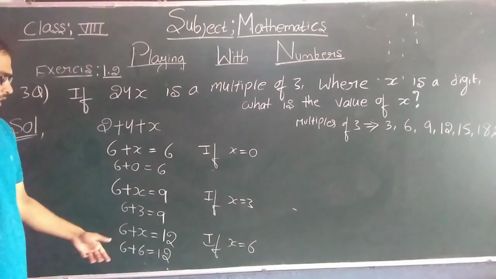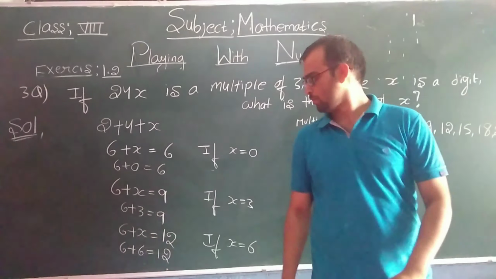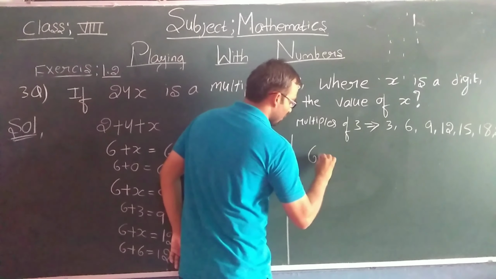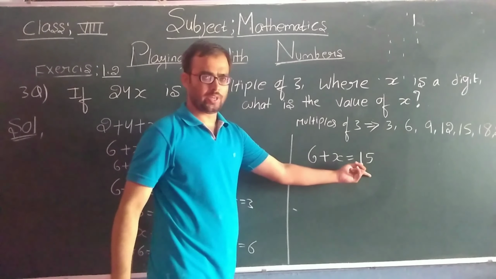Now, let's see just another multiple. Here, 15 is there. So look at here, this 6 plus x will be equal to 15.